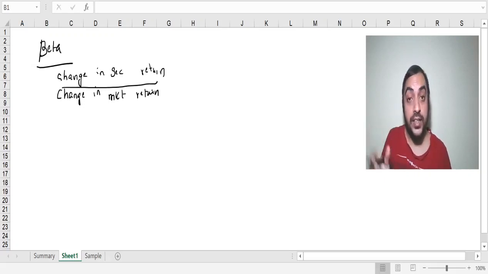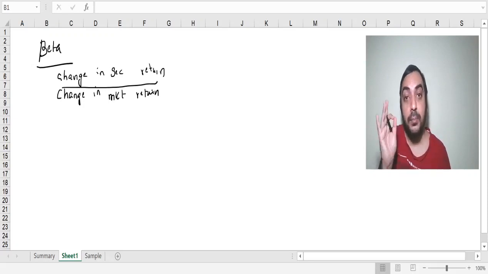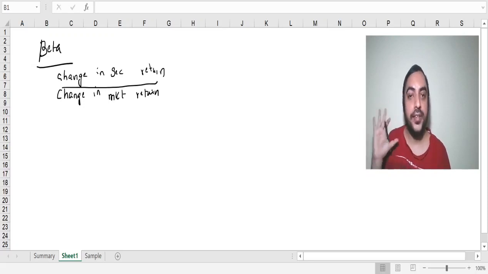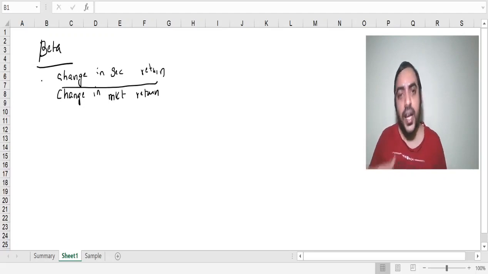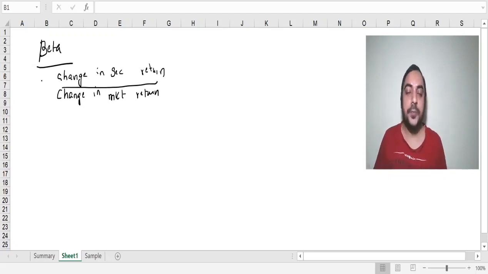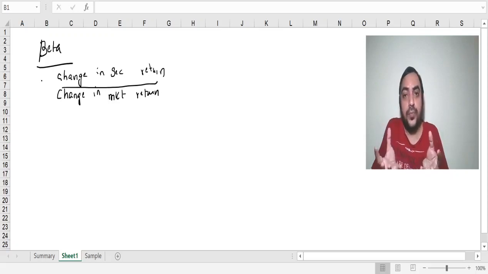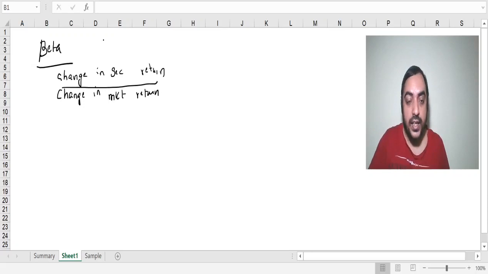So many formulas are there. I'm going to discuss quite a few now, but keep the basic rule in mind: market will always come in the denominator. Fine. This is one formula you know. Two other formulas also will come. Many others are there. So basically what is beta? You compare two variables: if one variable changes, by how much will another variable change. So we can also say it is like a sensitivity.